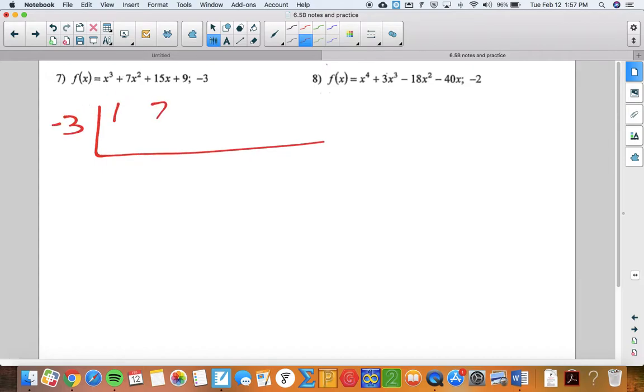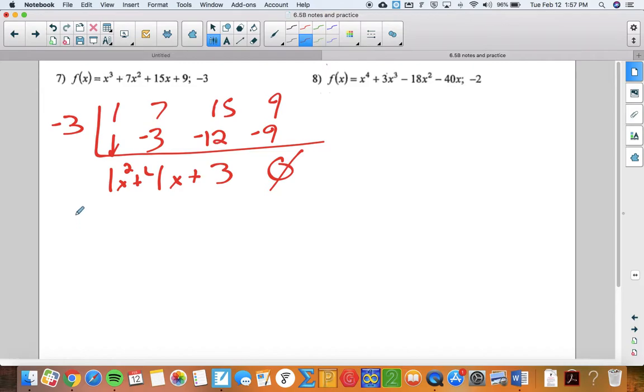Drop down your coefficients. Not missing any terms. Okay. Drop down the leading one. Multiply, add, multiply, add, multiply. Good. No remainder. Constant term, x squared term. So if -3 is a 0, that came from x plus 3. So in factored form, this polynomial is initially x plus 3 times x squared plus 4x plus 3.